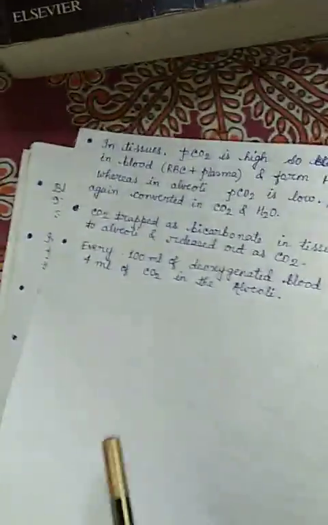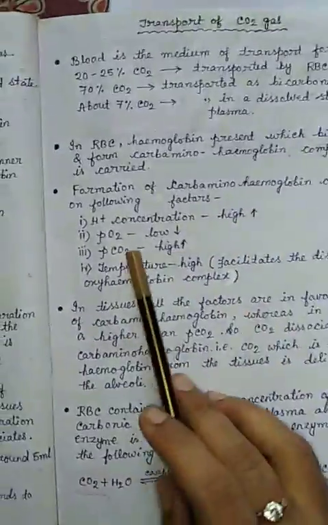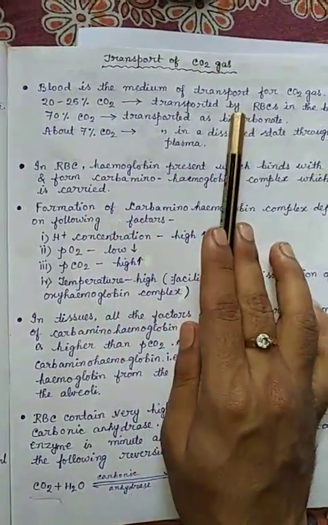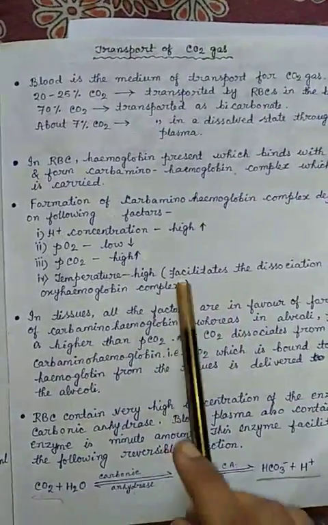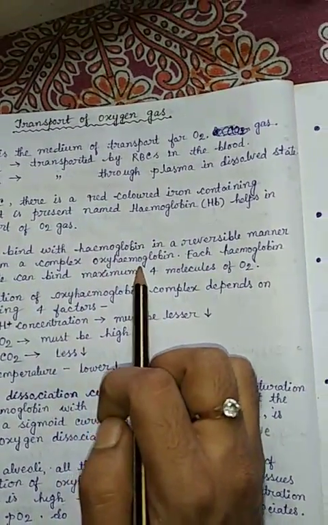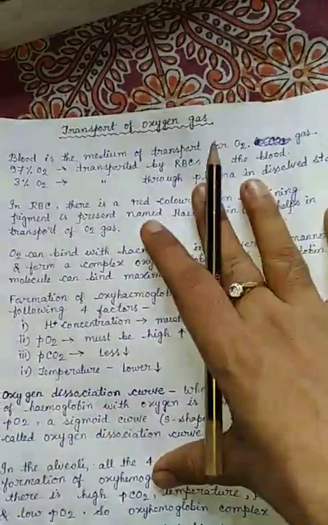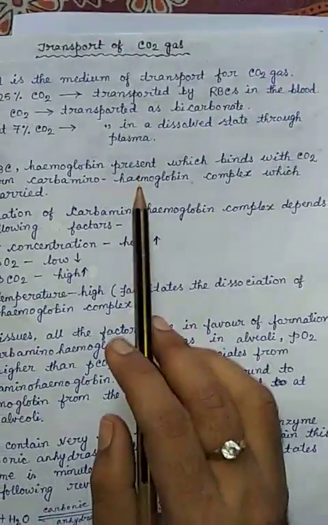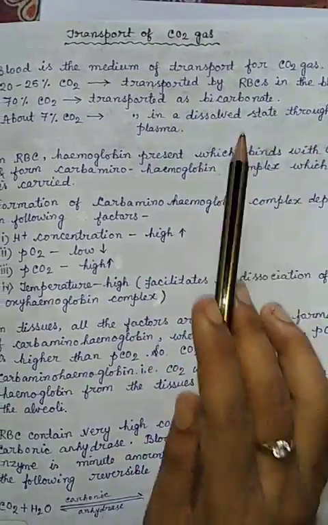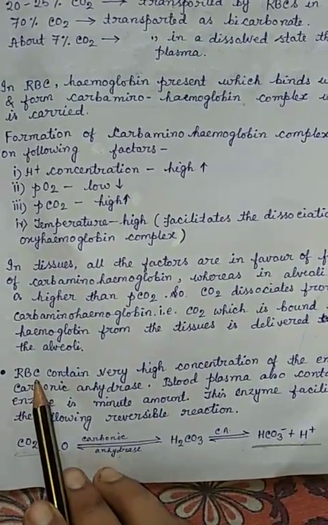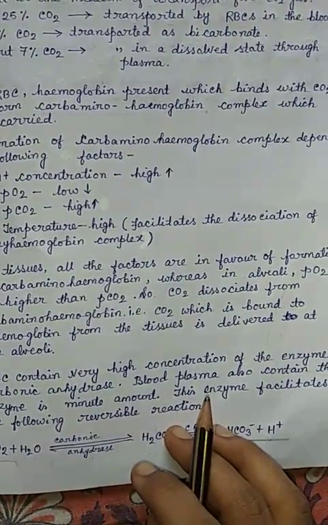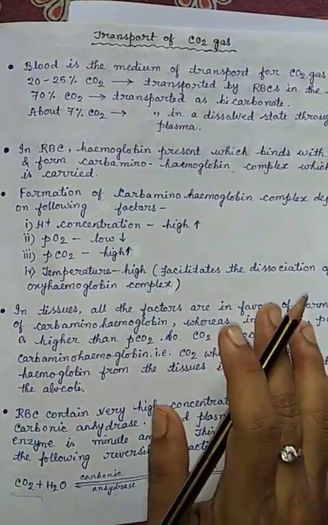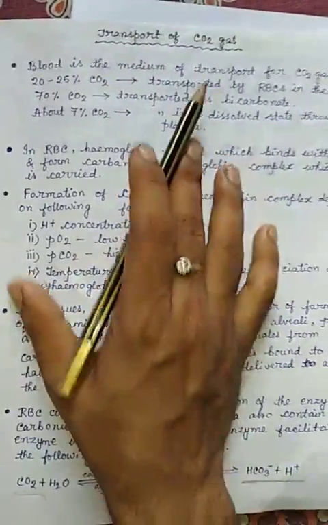So now we have understood how carbon dioxide is transported. The 20 to 25% carbon dioxide that is transported through RBC in the blood through the formation of carbaminohemoglobin complex is similar to oxygen, as formed of oxyhemoglobin. This oxyhemoglobin complex is formed in the alveoli region and dissociates in the tissue, whereas this complex is formed in the tissues and dissociates in the alveoli. And another one is the formation of bicarbonate. So clear, students? This is the process of how oxygen and CO2 are transported through blood.